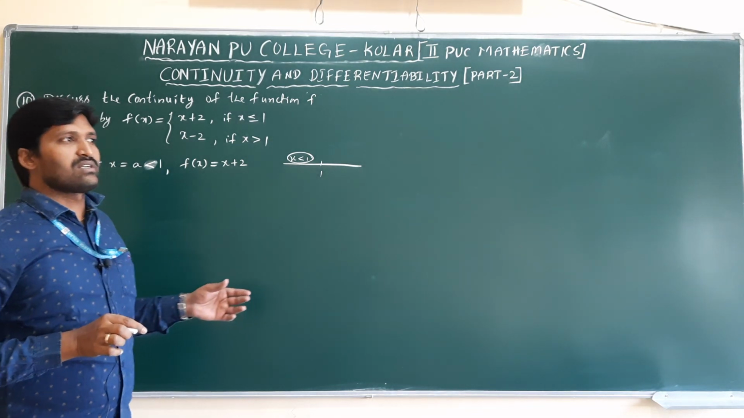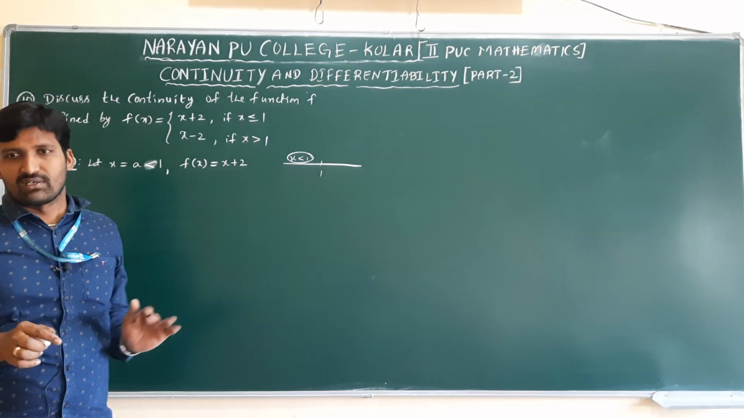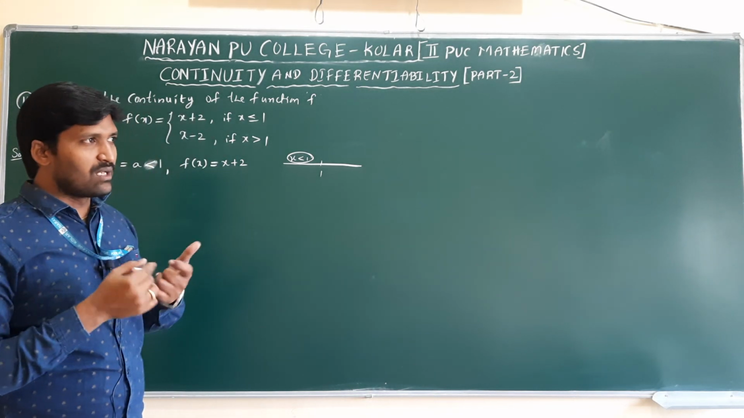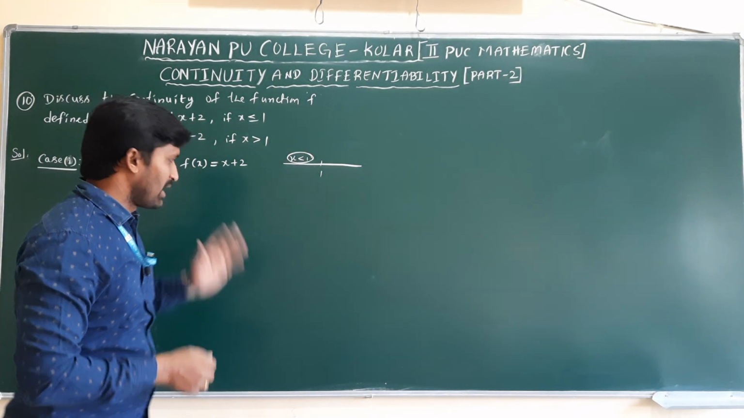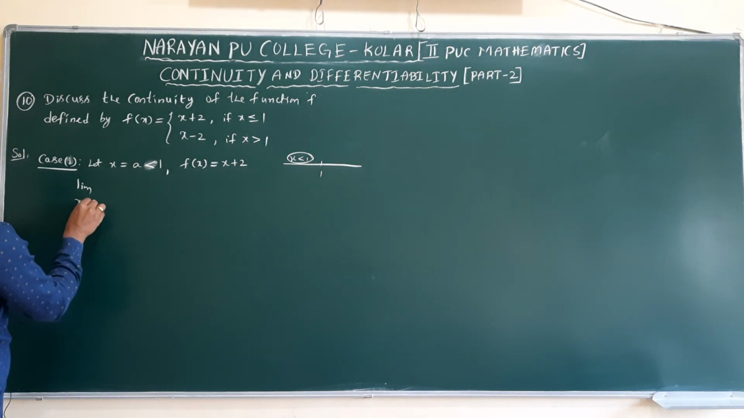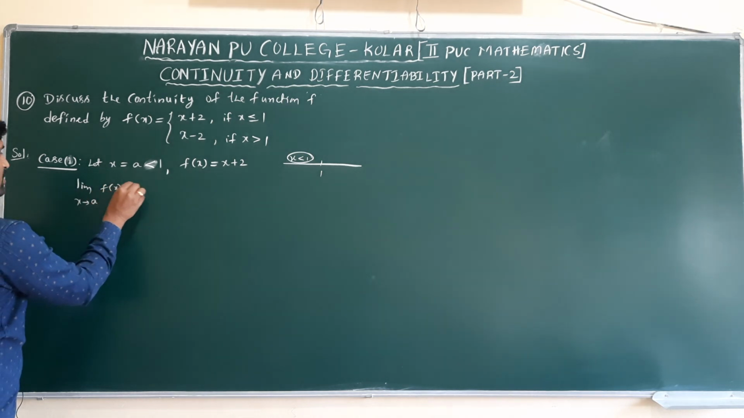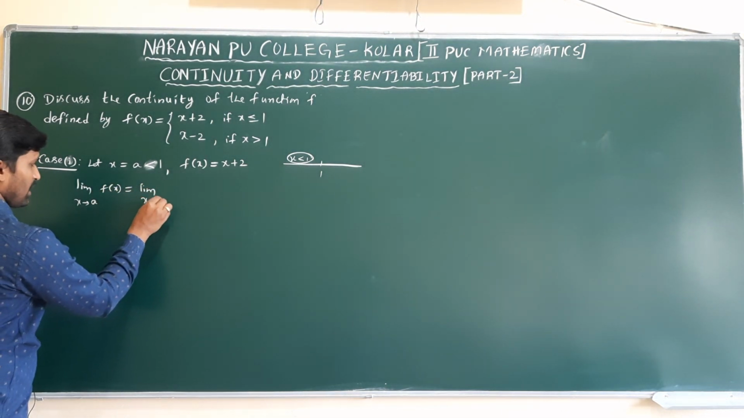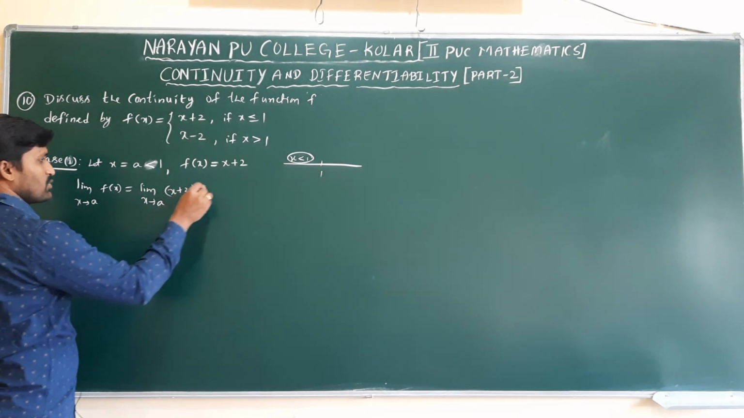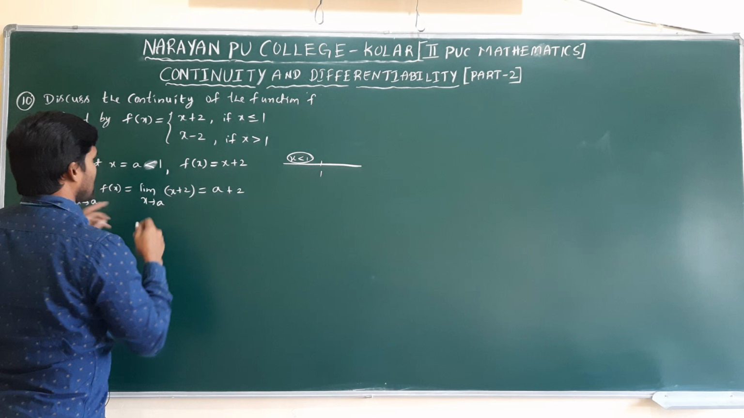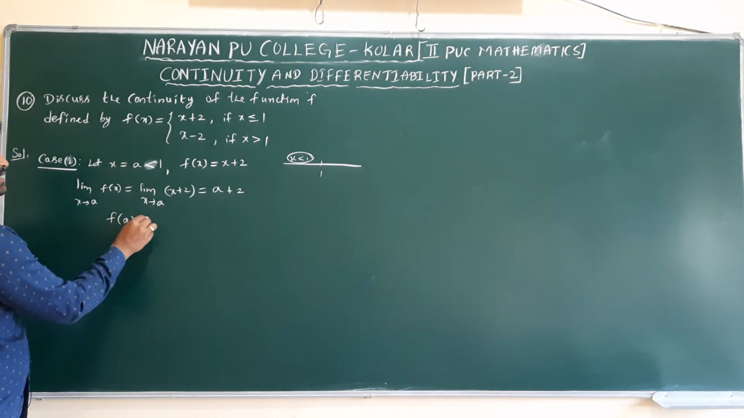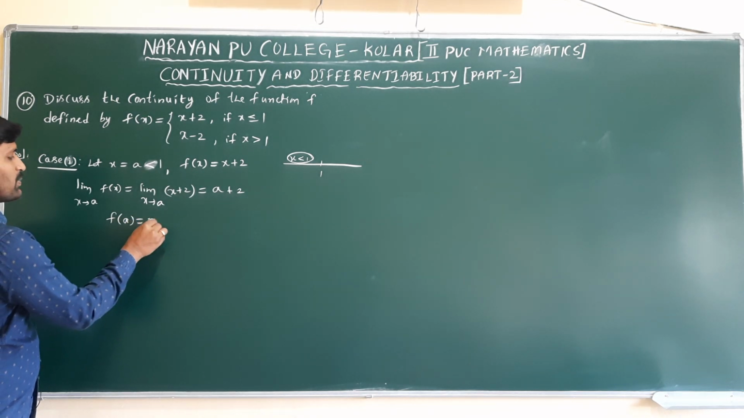Single function means we need to apply first definition, limit x tends to a f of x equal to f of a, to check the limit for the less than 1 values. So we are taking limit x tends to a f of x equal to limit x tends to a, what is the function? x plus 2. In the place of x substitute a, that a can be anything that is less than 1. Functional value find out, that is f of a. f of a also what? a plus 2 we will get.